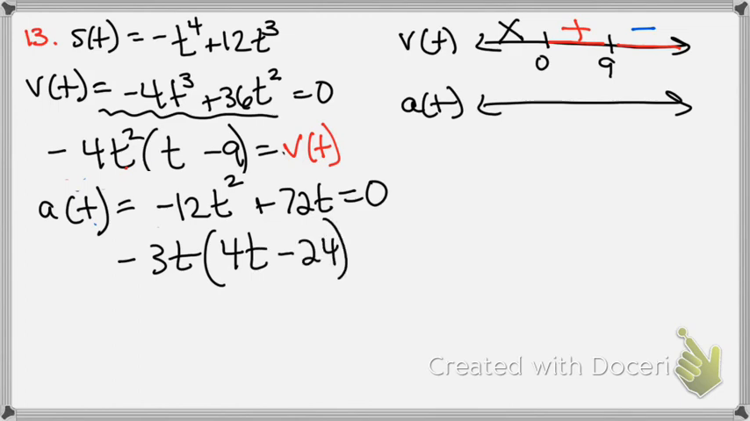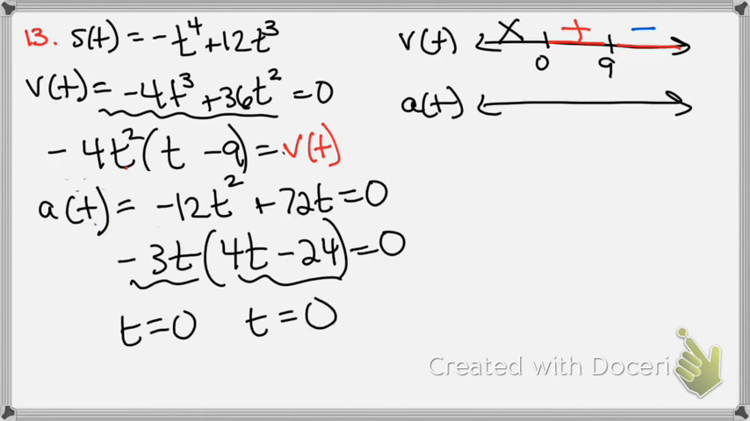Oh, I could have taken out more than that. All right, well, this is proof that it doesn't really matter if you take out the number part. Set each factor equal to 0. This one gives me t equals 0. Set that one equal to 0, we'd get t equals 6. So I want to put the 0 and the 6 right in line with my velocity graph. So here's 0. The 6 would be here, just shy of that 9.